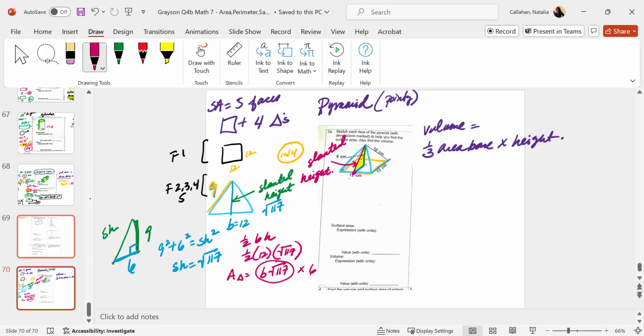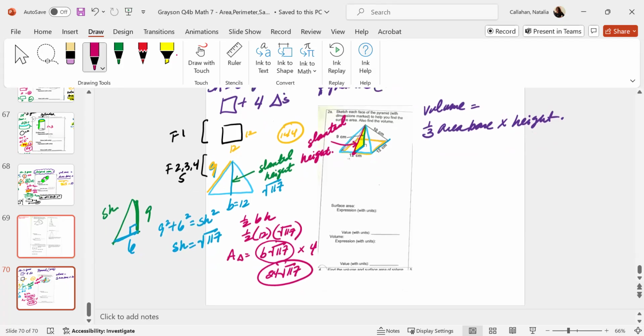And how many are there? 36 square root of 117. That is your area of the 4, yes. So 24, correct? Okay. Good. Okay, so now your surface area is going to be, hold on, the square, correct? Plus 24 square root of 117 centimeters square. That is your surface area.